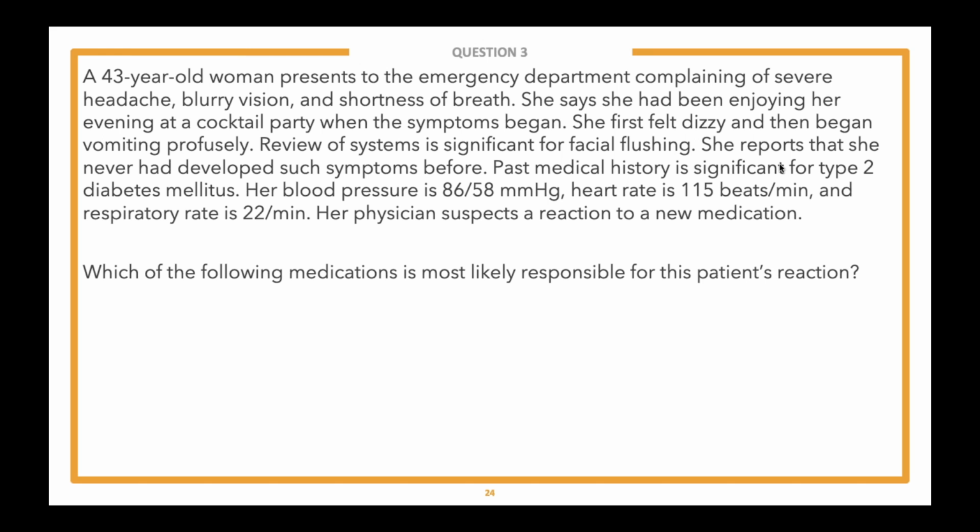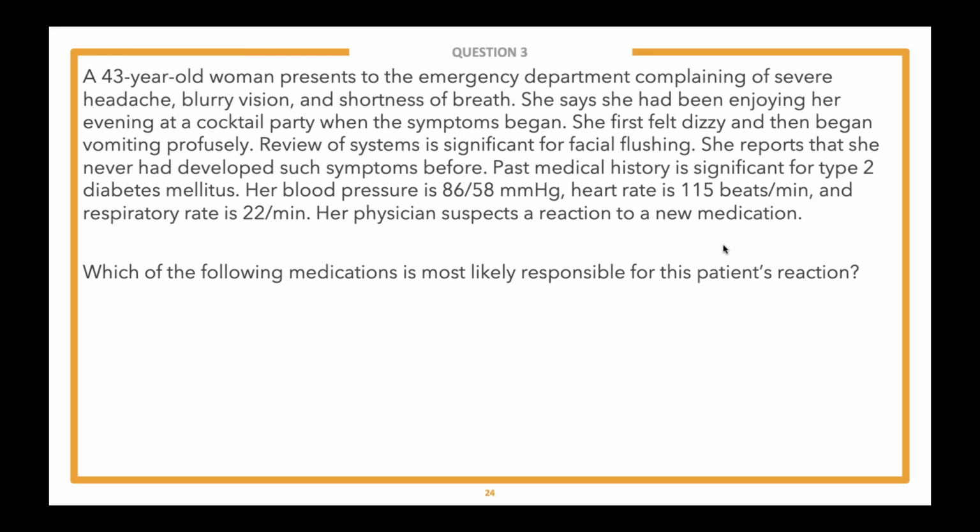All right, I see some responses coming in, so let's go ahead and read that vignette. A 43-year-old woman presents to the emergency department complaining of severe headache, blurry vision, and shortness of breath. She says she had been enjoying her evening at a cocktail party when the symptoms began. She first felt dizzy and then began vomiting profusely. Review of symptoms is significant for facial flushing. She reports that she had never developed such symptoms before.